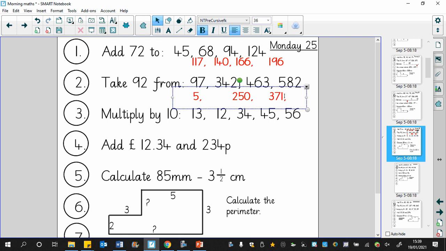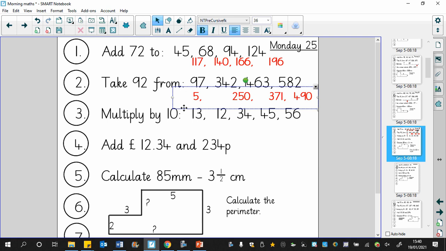Okay, 582. Take away 90 is going to be, well, I tell you what, for this question let's take away the 2 first. So 582 take away 2 is of course 580. Now take away another 90 and we get 490. So that's the answer for the rest of question 2.